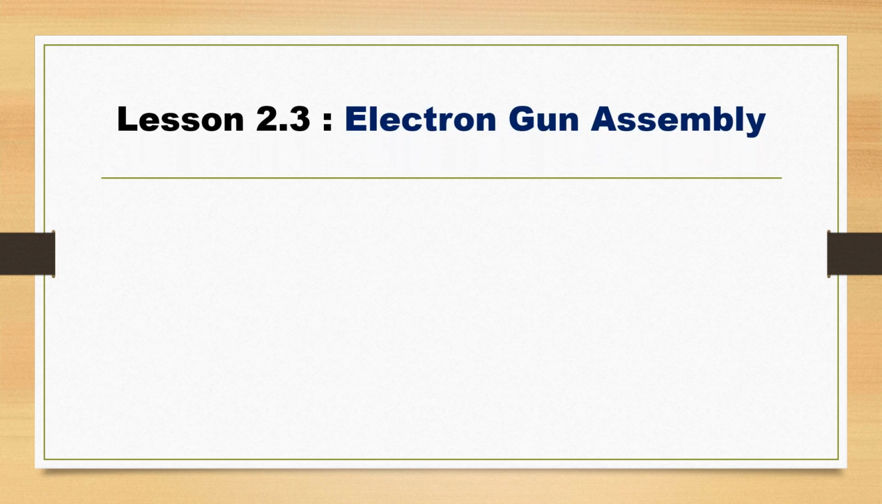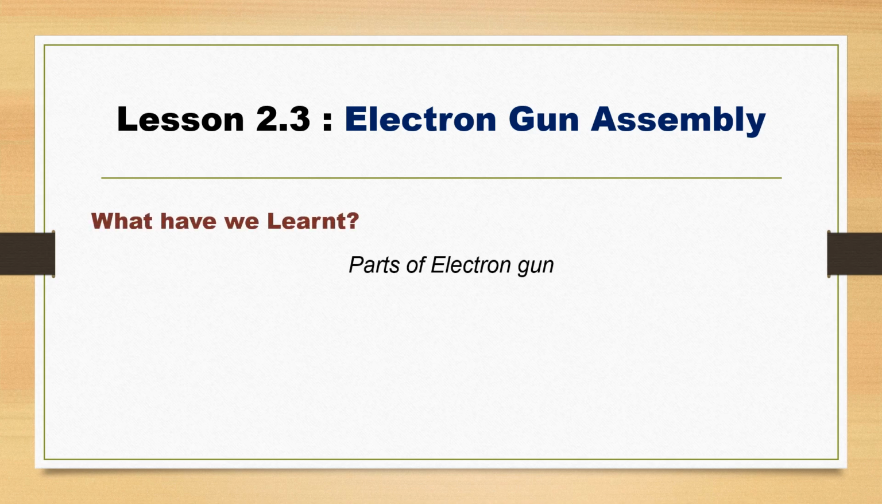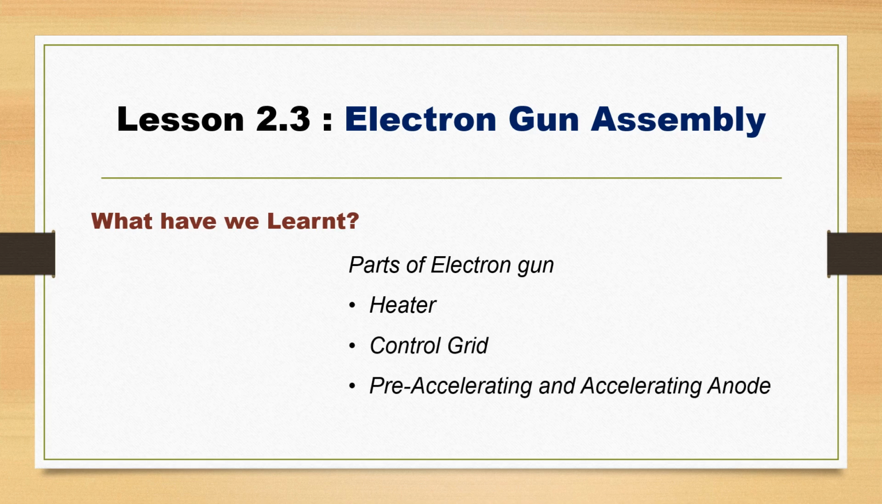From this Lesson 2.3 Electron Gun Assembly, what have we learnt? Parts of the electron gun: heater, control grid, pre-accelerating and accelerating anode, focusing anode.